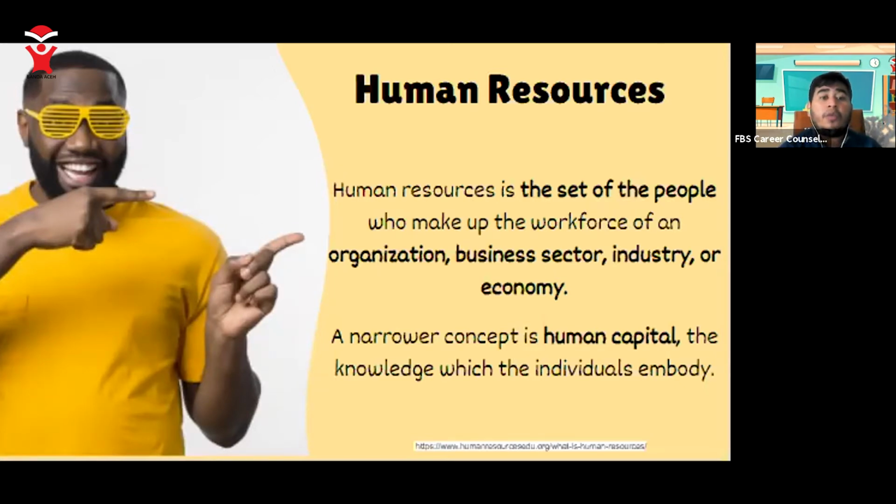The knowledge which individuals embody. Each individual has knowledge, skills, and ways of working, and this should be managed so that in a company they can achieve the common goal. They have the target, so they can achieve and fulfill that target. So it is important how to manage this set of people.